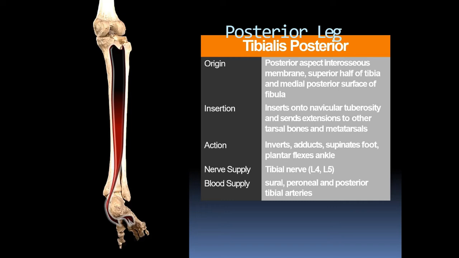Its nerve supply is through tibial nerve whose root value is L4, L5, and its blood supply is branches from sural, peroneal and posterior tibial arteries.